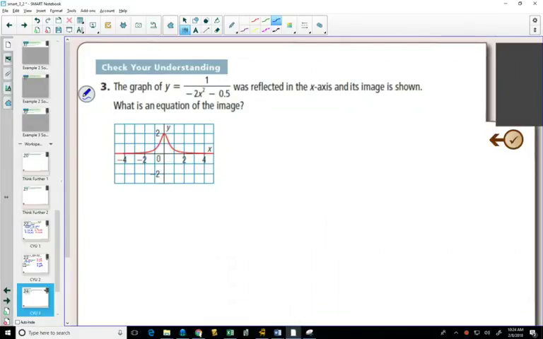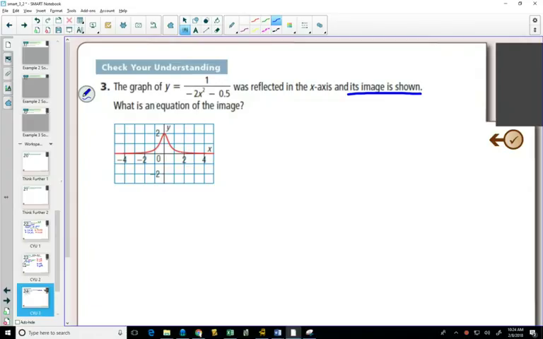The graph of y equals 1 over negative 2x squared minus 0.5 was reflected and its image is shown. So we want to find the equation of this red graph. This graph isn't the red graph, because it says right here its image is shown. So we want to find the equation of this red graph.